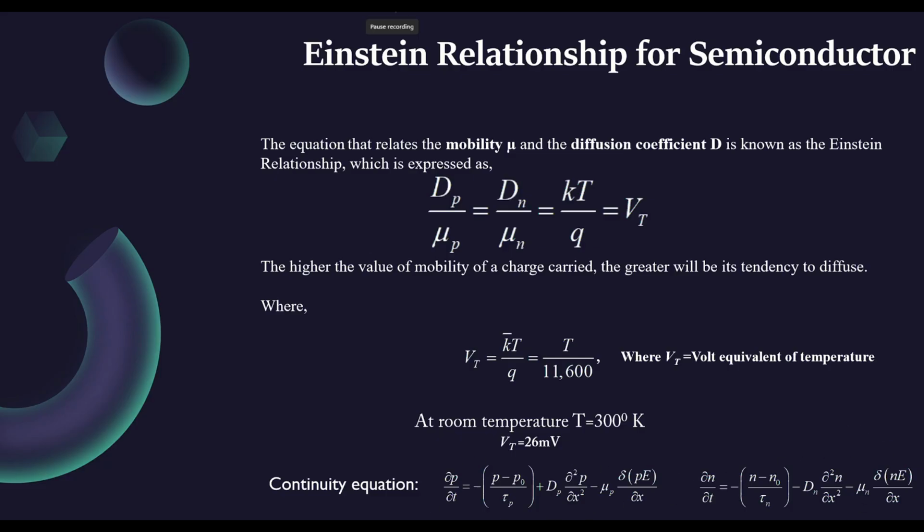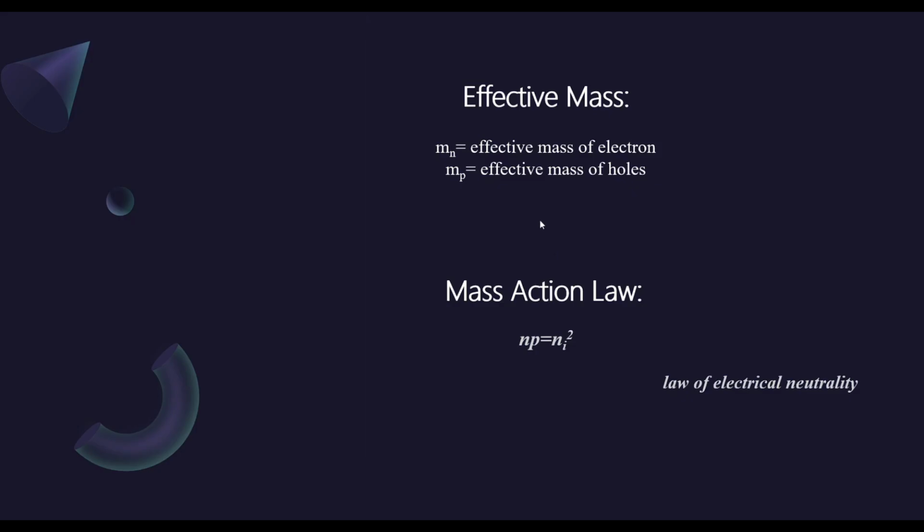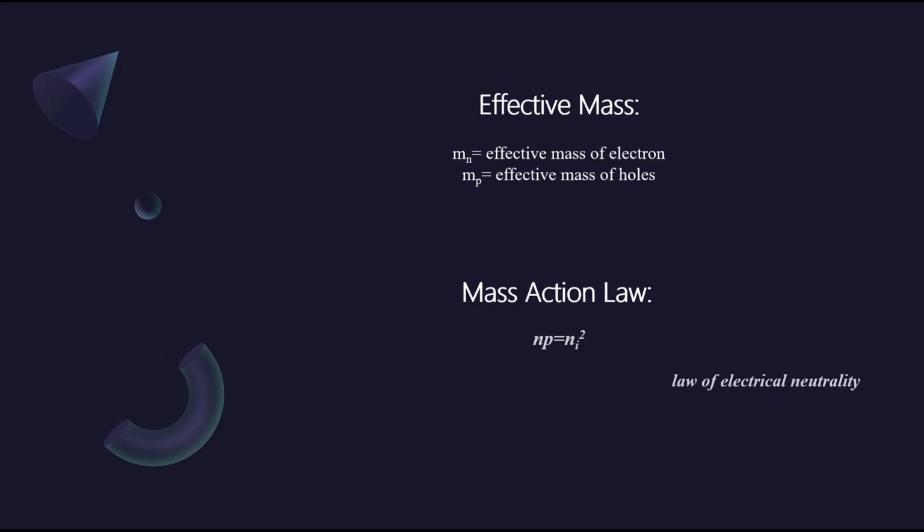So now moving forward, the next topic is effective mass and mass action law. When an externally applied electric field in a crystal is very much weaker than the internal periodic field produced by the lattice structure, it is possible to treat the holes and electrons as imaginary classical particles with effective positive masses, which are given by Mn and Mp. In a perfect crystal, these imaginary particles respond only to the external fields. Here Mn represents the effective mass of the electron and Mp represents the effective mass of the holes.